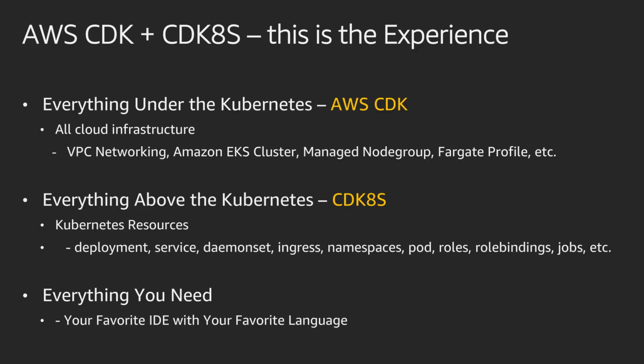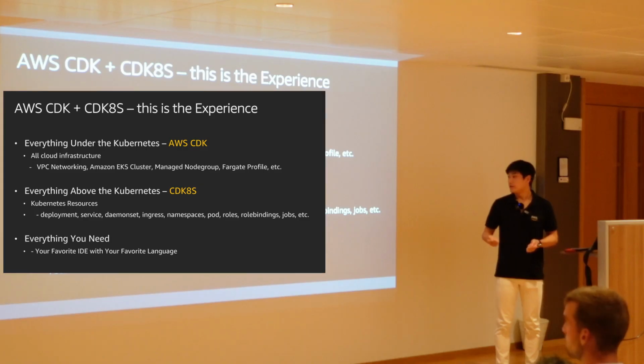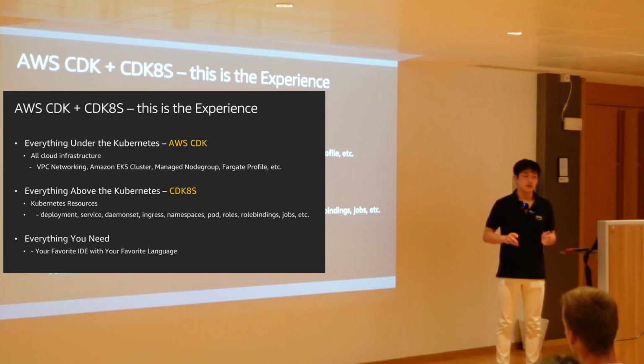So it becomes a good combination, right? CDK and CDK8s. Everything under Kubernetes, the cloud resources on AWS, you can provision with AWS CDK, including the VPC networking, the example we just did, and Amazon EKS clusters, etc. And everything above, the Kubernetes applications, you can use CDK8s for. You can provision the Kubernetes resources, deployments, services, etc. With these two technologies, which follow the same design concept, you can provision the whole stack on cloud. This is a clear advantage for developers and for the infrastructure team.